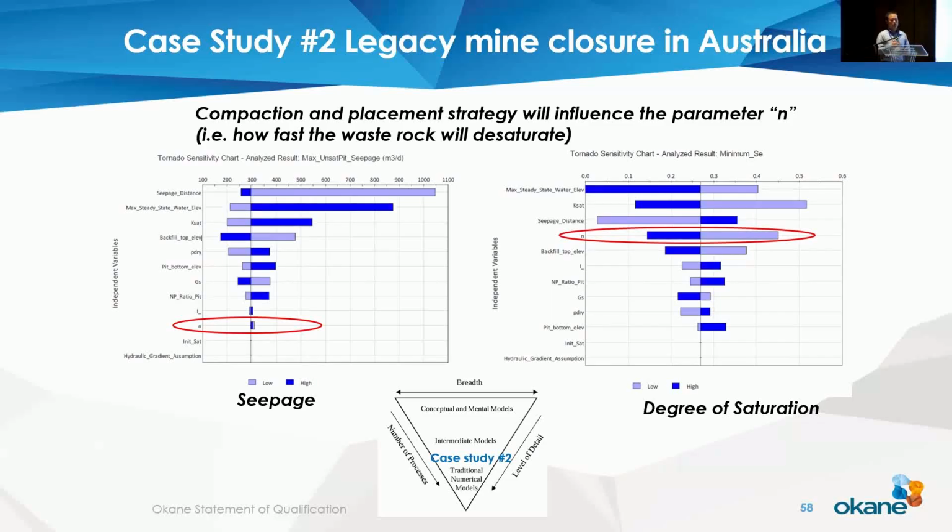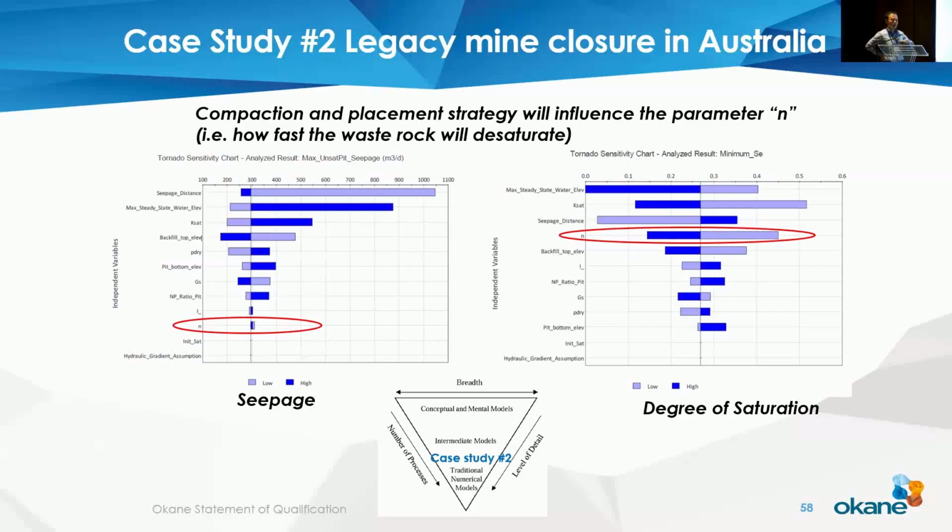We built a Gaussian model that incorporated all the important physical processes in the model. And with the results, we created a tornado chart to look at the ranking of variables, which variable is most important in terms of the key performance indicator we're looking at. For example, the seepage. In this particular case, it's the parameter n, how fast the waste rock will desaturate. For seepage, n is not that important, but for degree of saturation, n is very important.